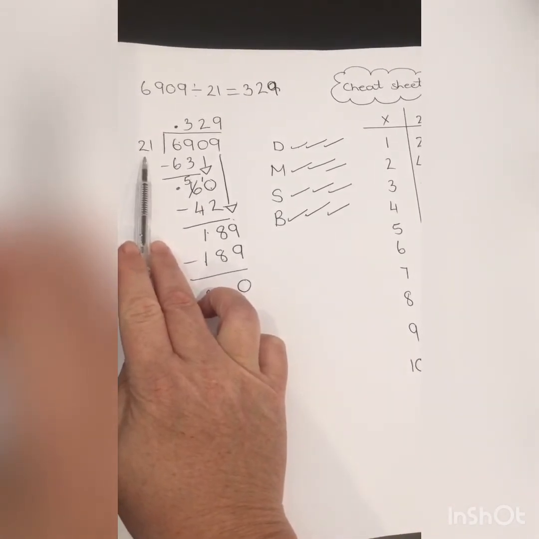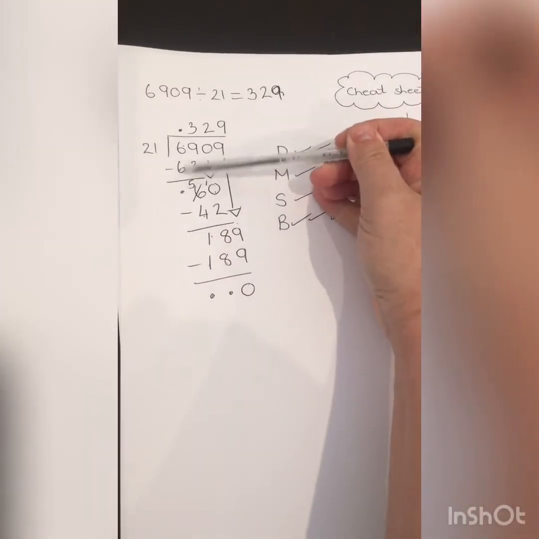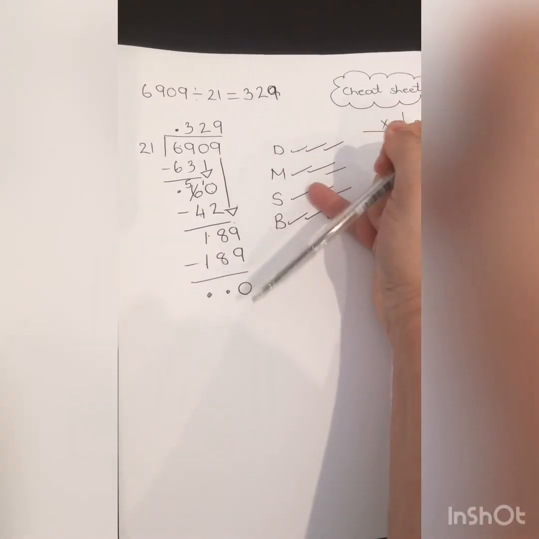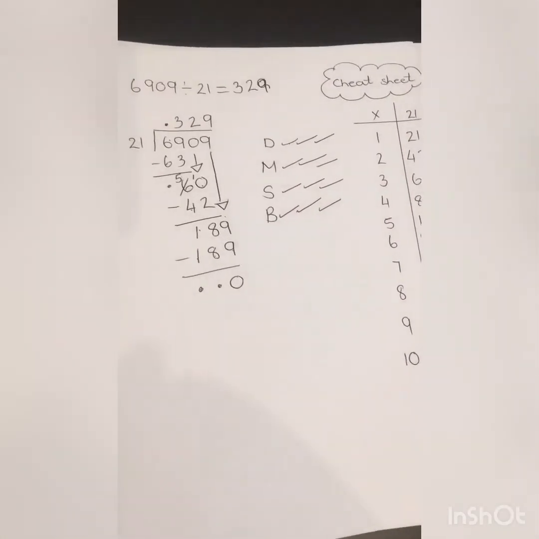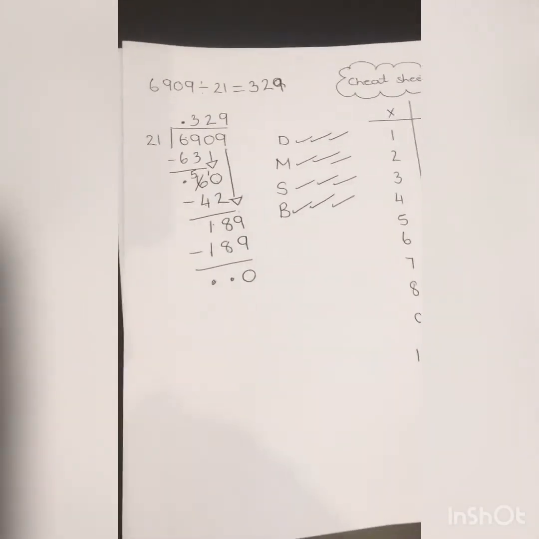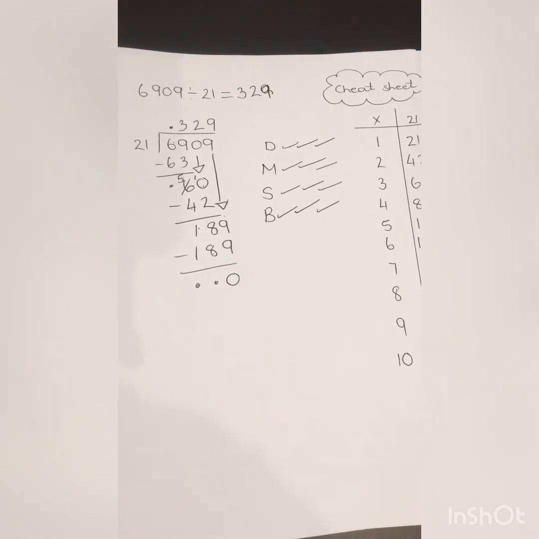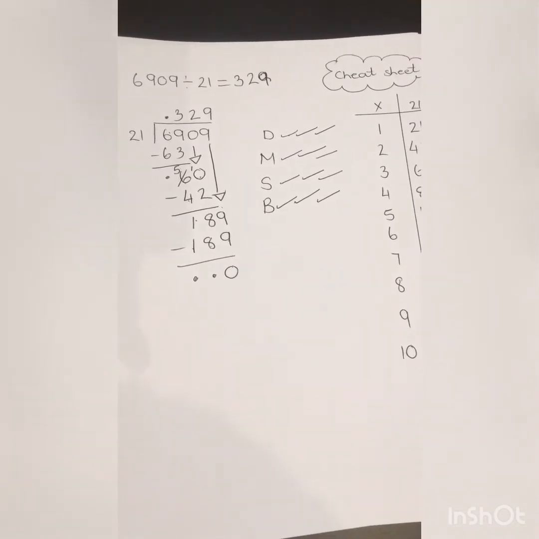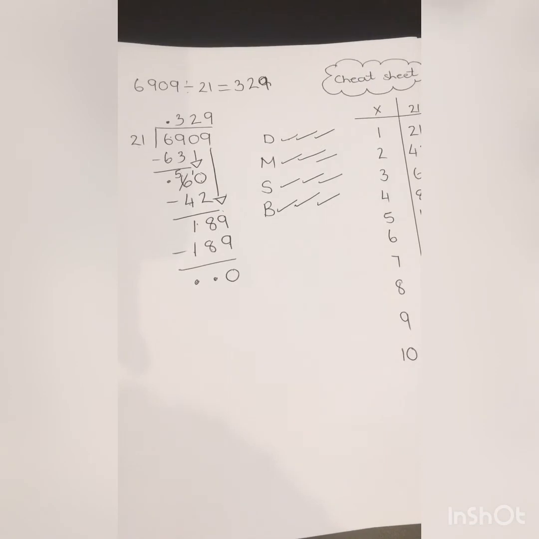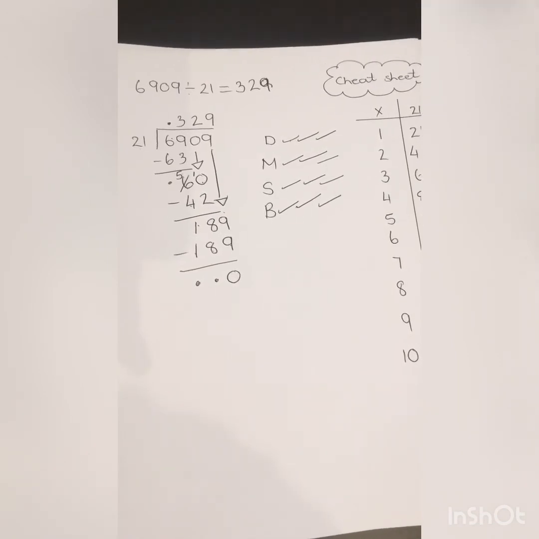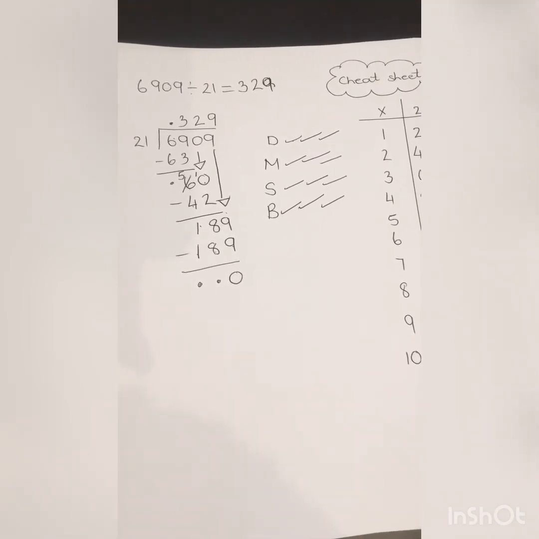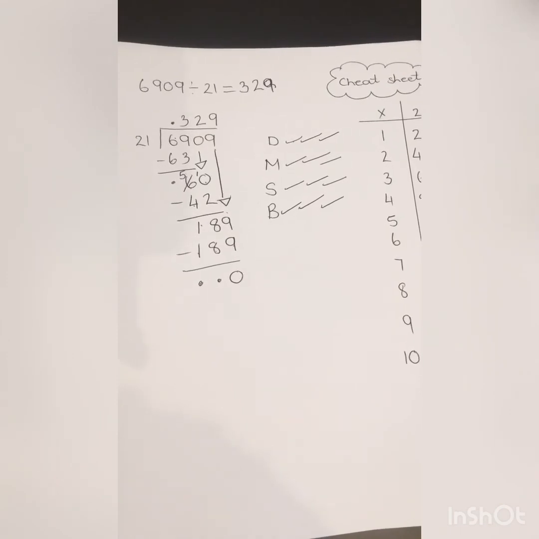Just a pointer, please, guys and girls, when you're doing long division, whether it's by 2 digits or by 1 digit, make sure that you are keeping your columns correct. I know at home you more than likely don't have your quad paper with you, but please make sure you're keeping your columns as straight as possible. Looking at mine, they're not perfect, but you get an idea of the columns and how important it is to stick to them. Otherwise, you're going to confuse yourself.